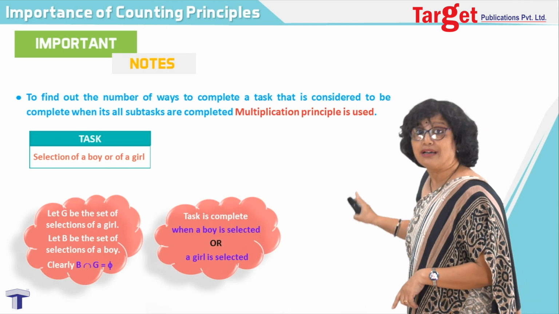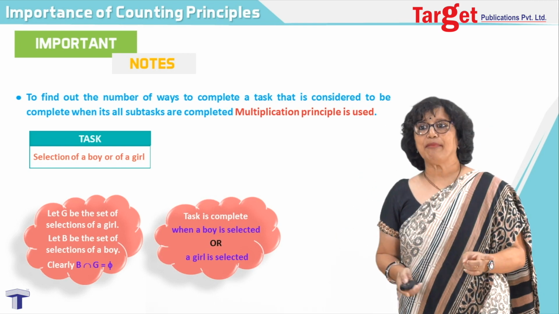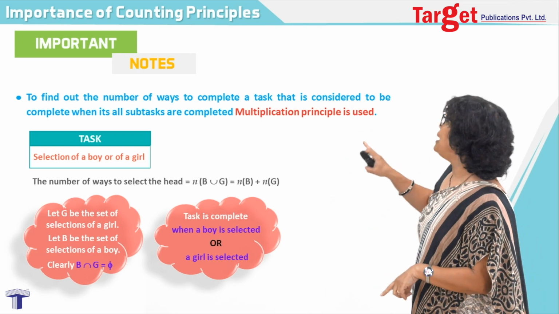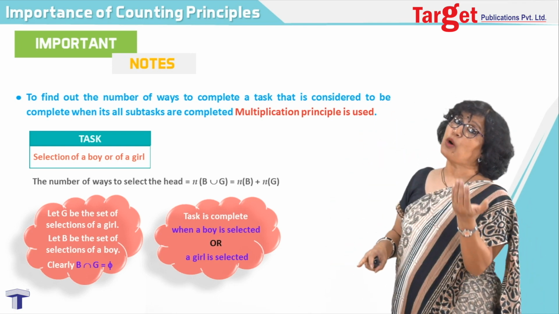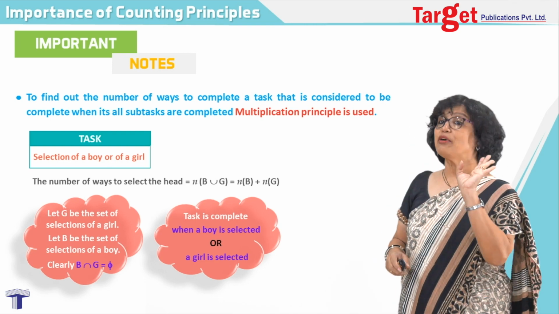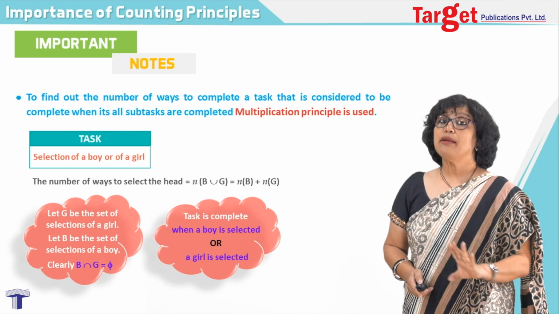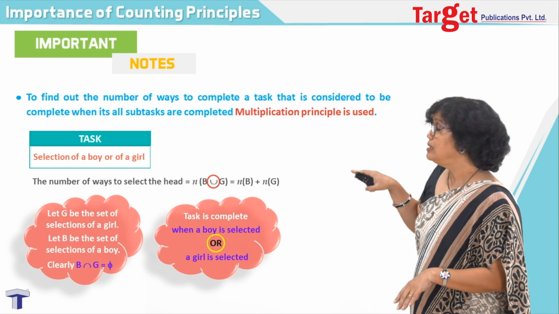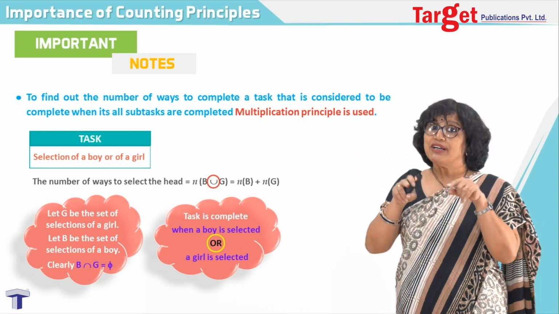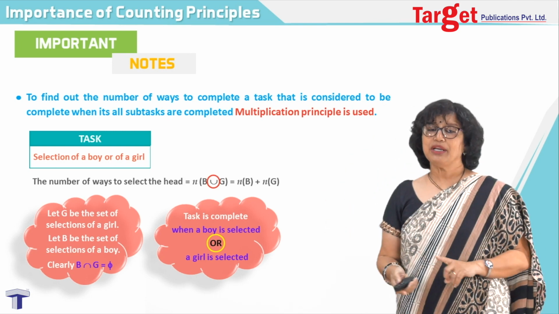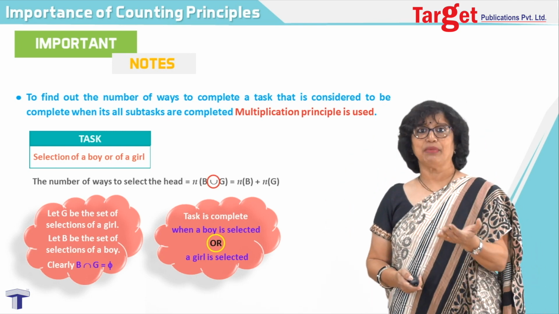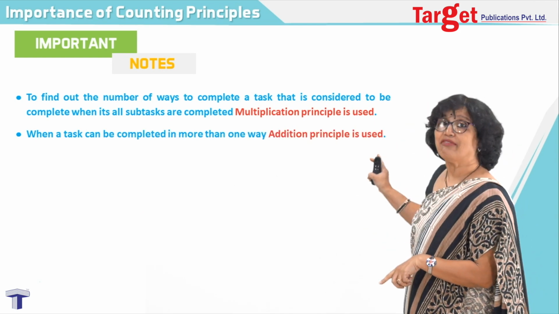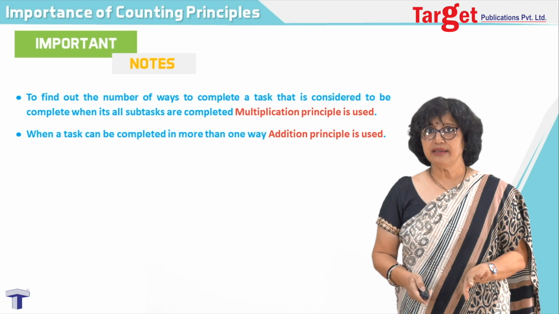Selecting a boy or a girl, that task would be complete. And the number of B union G, meaning either a boy is selected or a girl is selected, would be the number of B plus the number of G. And mind you, I am writing union here, so I have encircled that "or". The word "or" tells you that we are going for nothing but union. This was the addition principle. So, when a task can be completed in more than one way, we go for the addition principle, right?